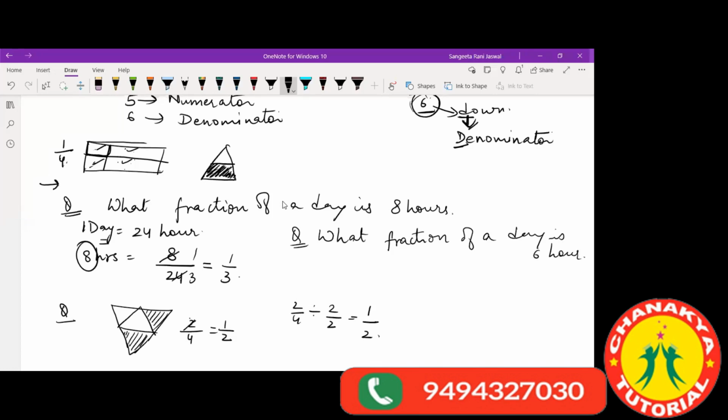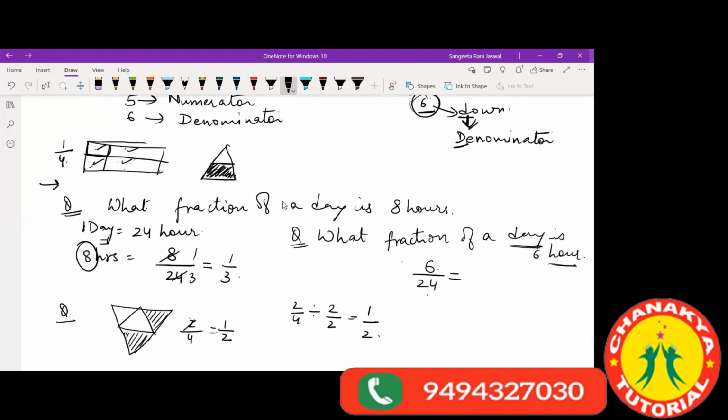So the total number of hours in a day is how many? 24. So 24 are the total hours, and I'm talking about 6 hours out of it. So that's 6/24. And if you want to reduce it, both can be divided by one number.